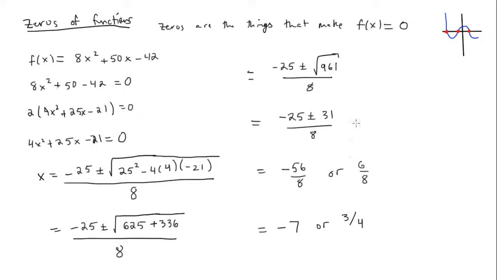Okay, so there we go. Quadratic equations have, generally speaking, 2 zeros. They can't have any more than 2, but it is possible for them to have less than 2, and we'll talk about that more later.